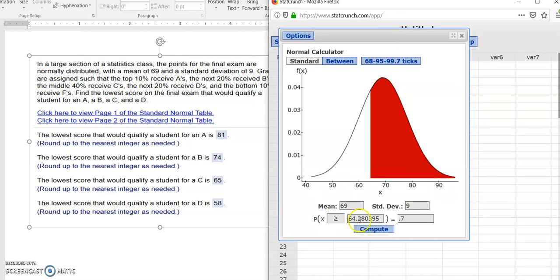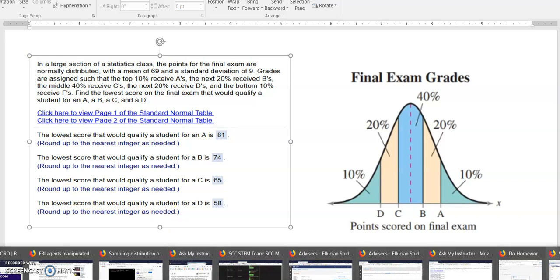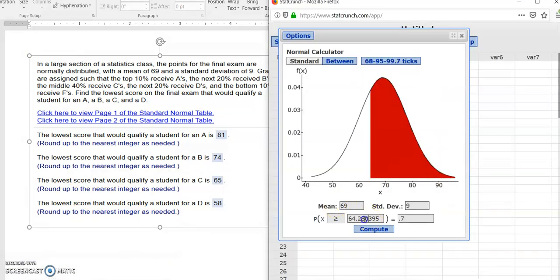If we bring that over here, now notice this is where you have to be a little careful. They took 64.2 and rounded it up to 65. The reason being they rounded up was because it says right here, round up to the next whole number, or the next integer. So take the answer you get here and round it up to the next whole number to get your answer.